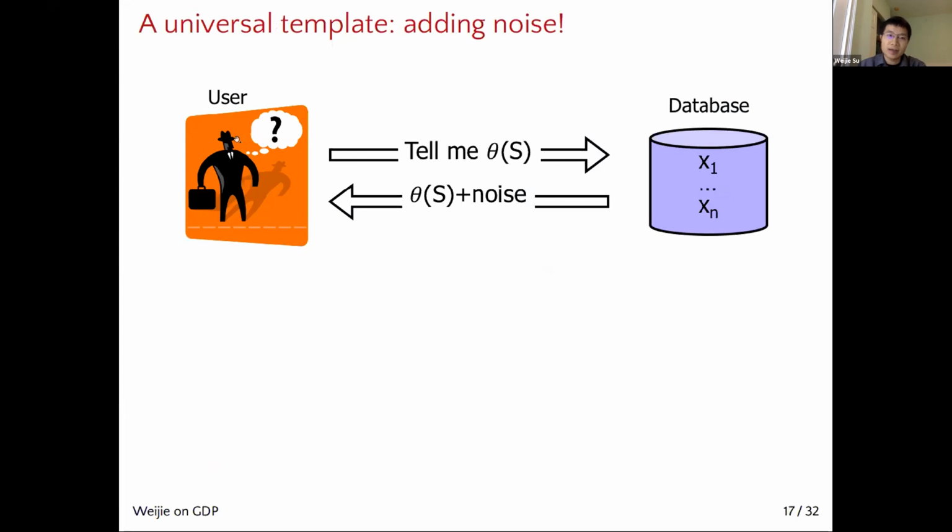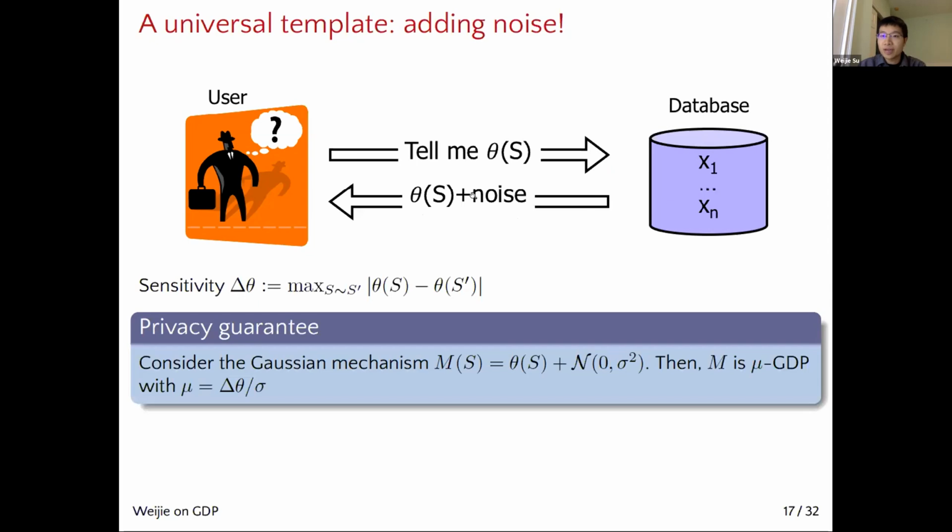The setting is as follows: as a user, you ask a question, theta hat. According to statistical convention, we put a hat to say that this is a statistic, not a parameter. Then the curator of the data set gives you the response, which is just the true statistic plus some noise. How much noise do you add, and what kind of distribution? In the Gaussian differential privacy framework, we propose to add Gaussian noise, and the variance of the Gaussian noise relates to the sensitivity of the data set.